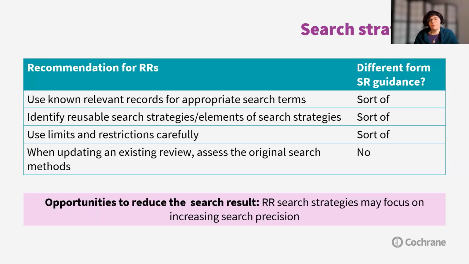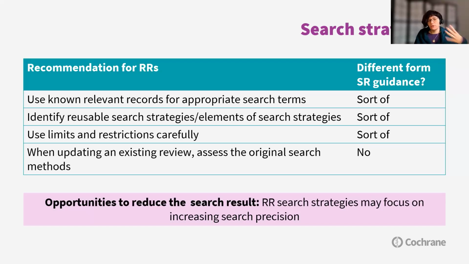But overall, we recommend that search terms should be chosen based on the findings from the preliminary searches. Using known relevant records, it's very useful to use text analysis tools to select search terms. And it's possible that there are existing search strategies or elements of search strategies that can be reused.